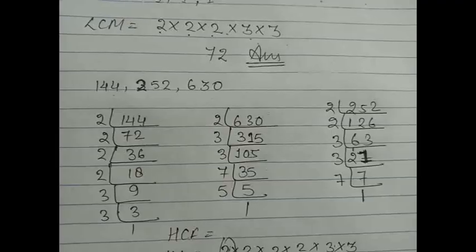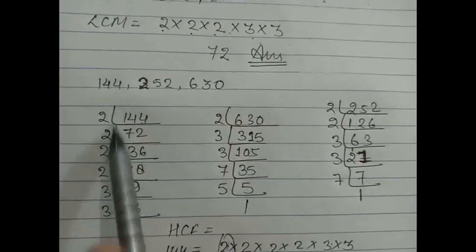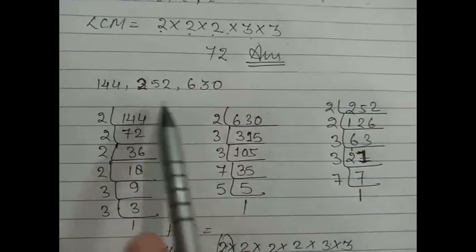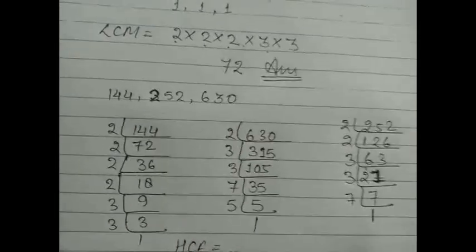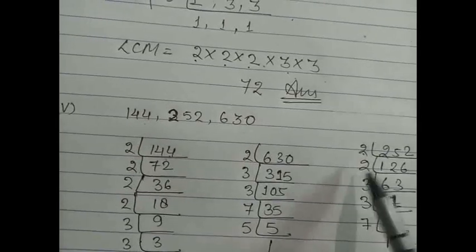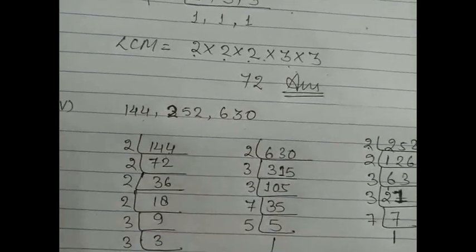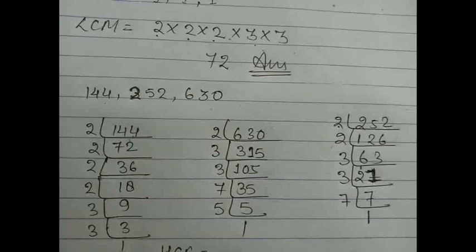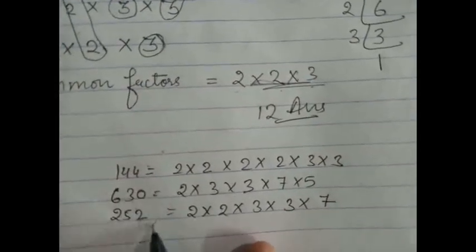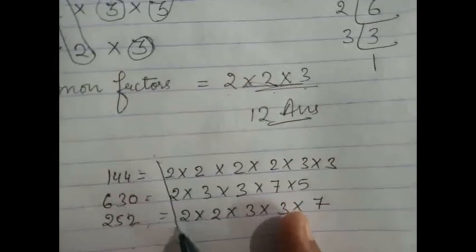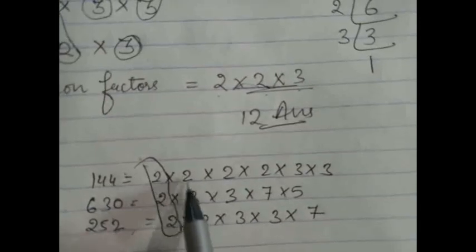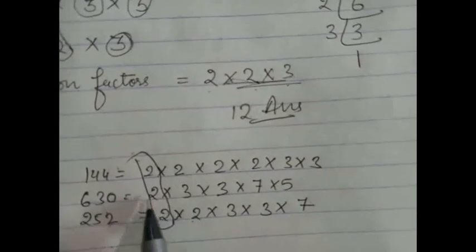144. Here you can see the factors of 144, and 630 is here, and 252 is here. We will see the common factors in them. We can see that 2 is common here. Let's first write the factors, then we will see. These are the factors of 144, 630 and 252. We can see that 2 is common here. Then here it is 2, 2, 2. Here it is 3, so it is not common.